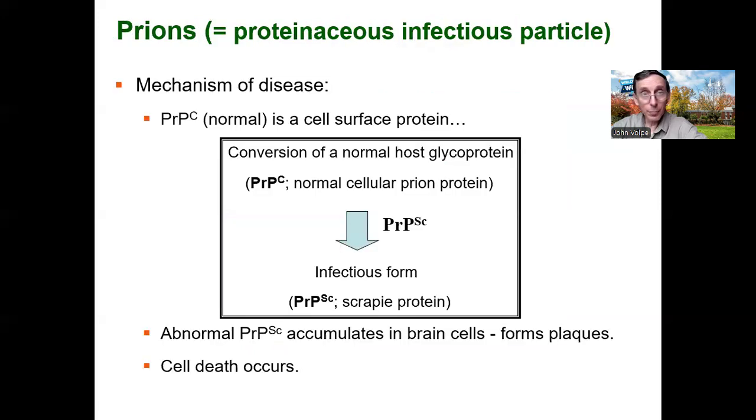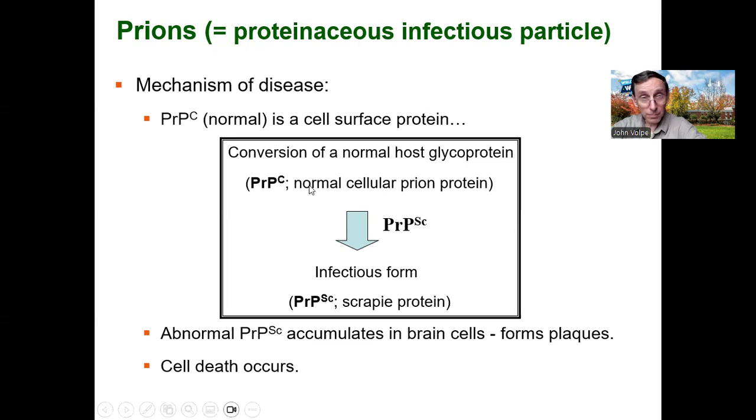All right. Prions are a proteinaceous infectious particle. How the disease comes about, meaning the mechanism of the disease, is there's a normal protein called PrP superscript C, which is a normal cell surface protein found on nerve cells. And this protein needs to be there for the nerve cell to function.